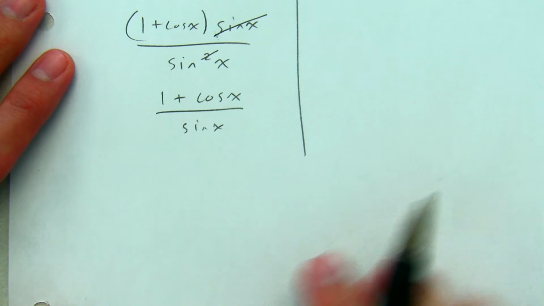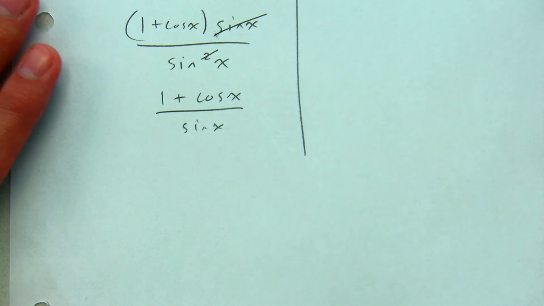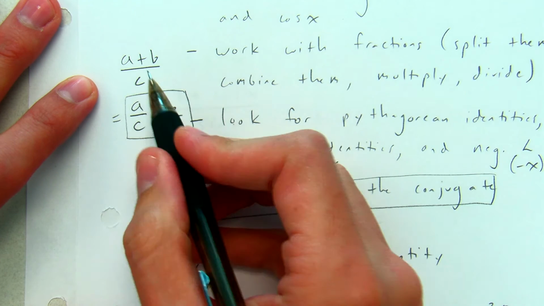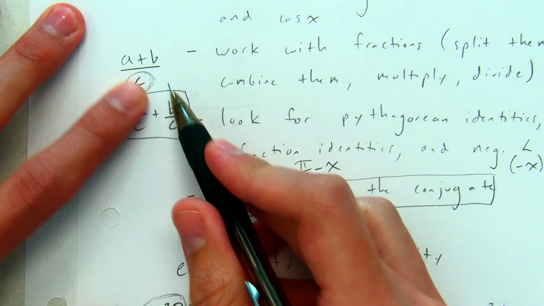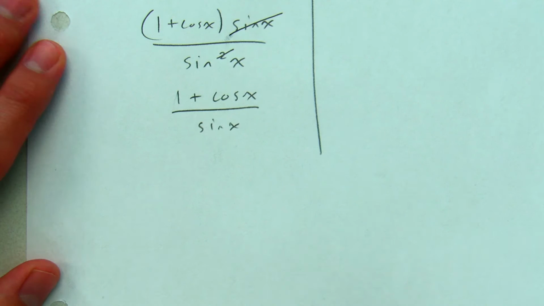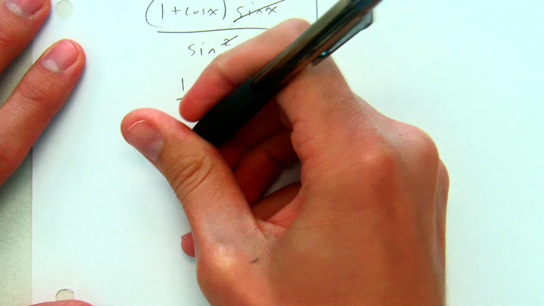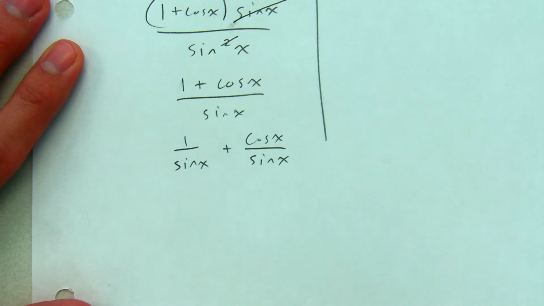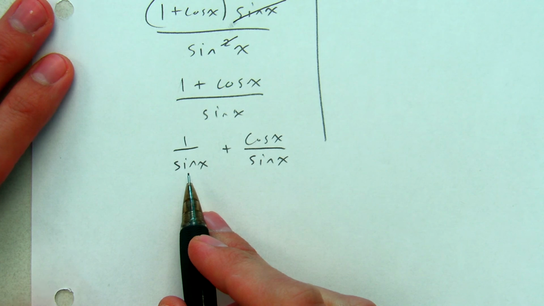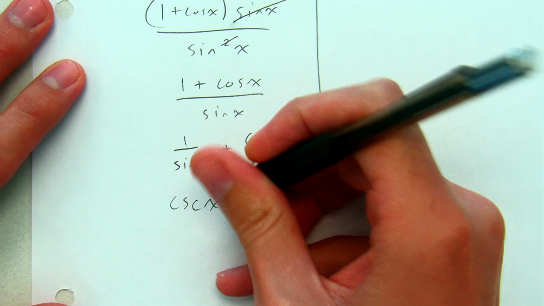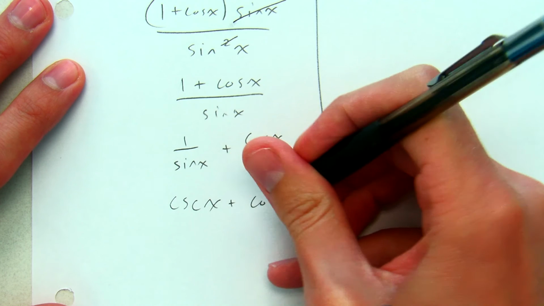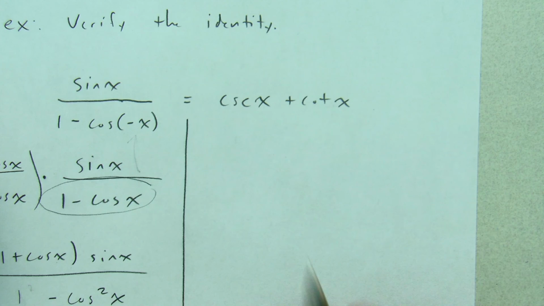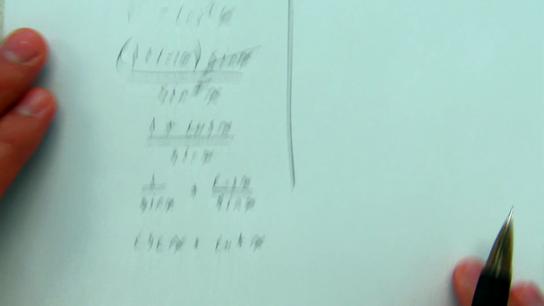Now this may not look a whole lot better than what I started with, but it really is, because now I can split up this fraction. Two terms on the numerator, a single term on the denominator. I can think of this as my common denominator and split up the fraction. So this can be rewritten as 1 over sine plus cosine over sine. 1 over sine, I know, is cosecant, and cosine over sine is cotangent. Cosecant x plus cotangent x is the right side of the problem, and so I verified the identity.